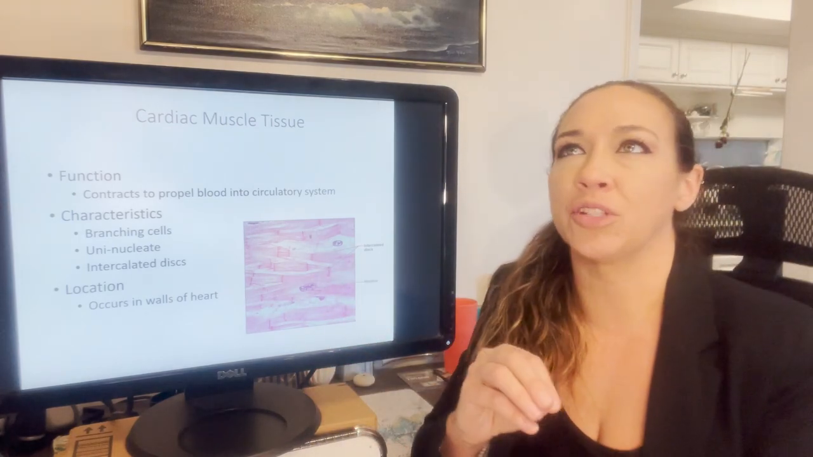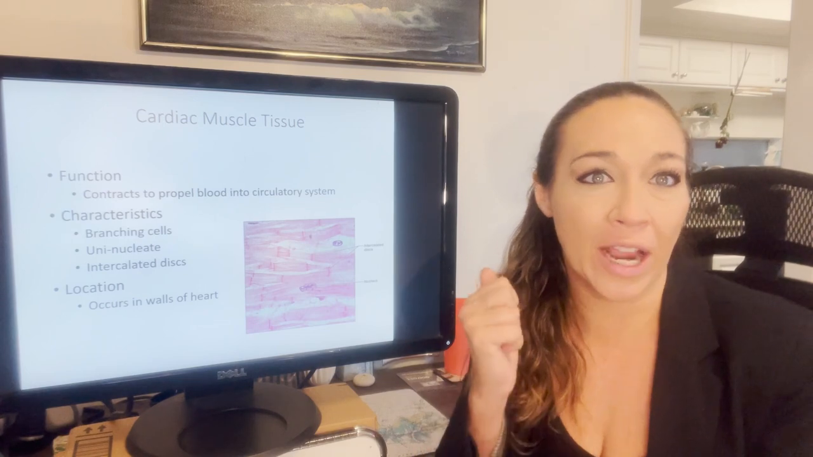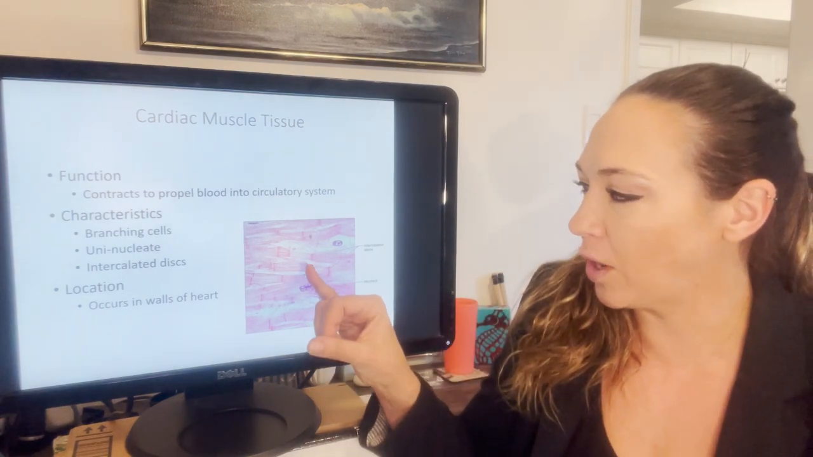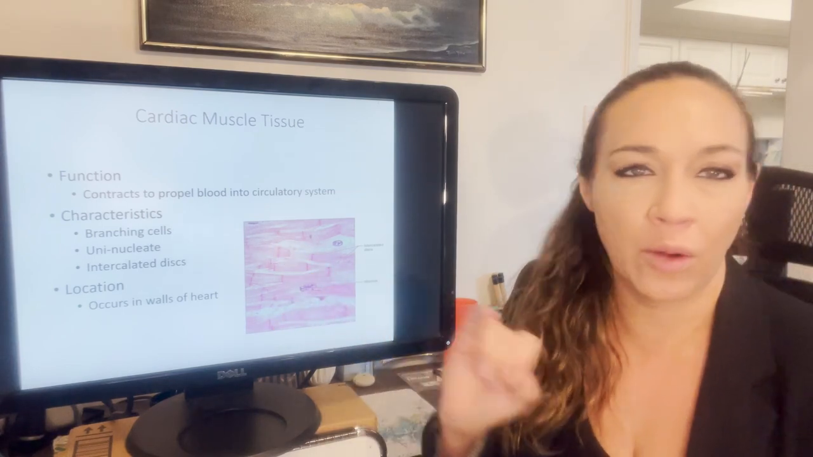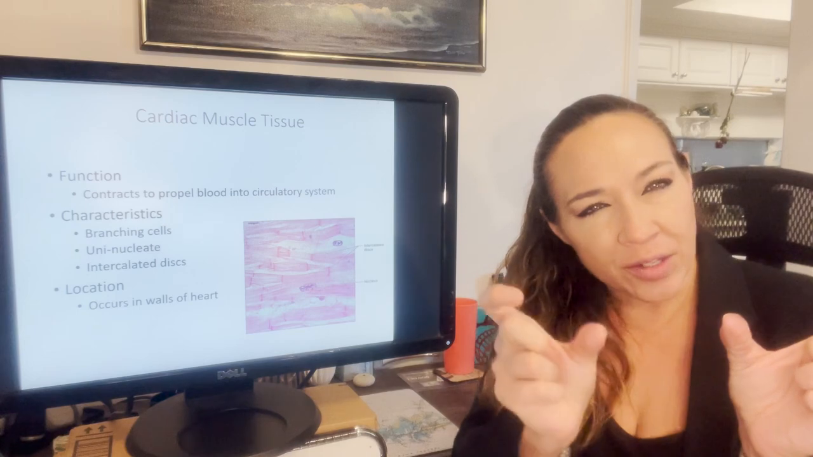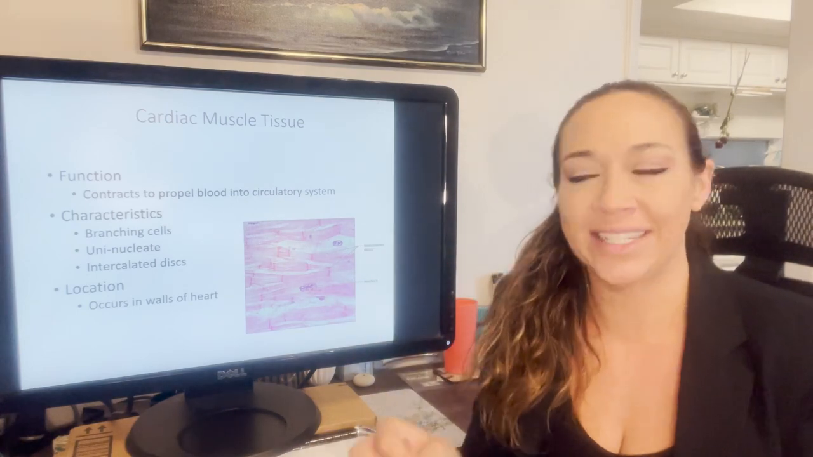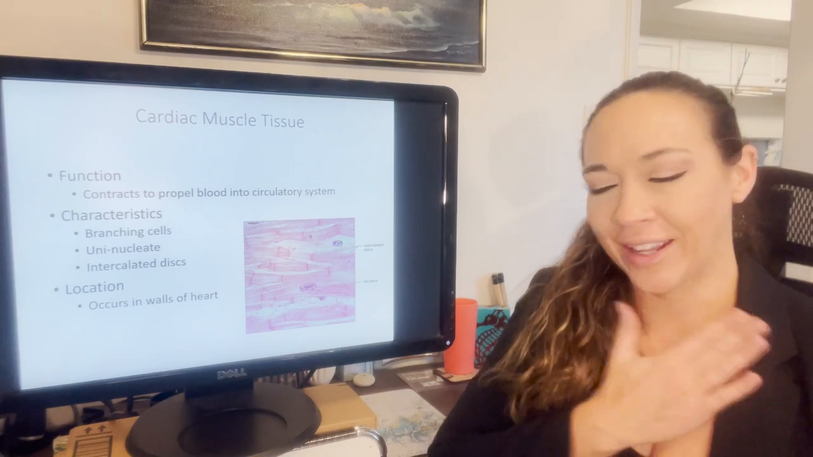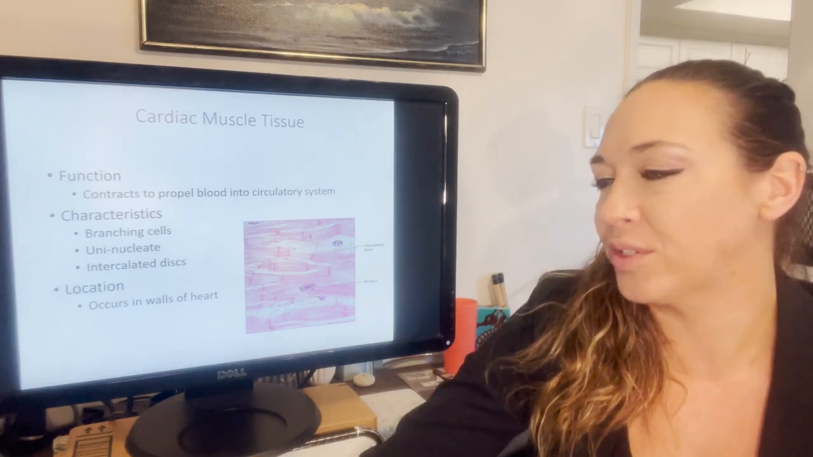Another key characteristic, super easy to identify cardiac muscle, is these intercalated discs. And that's what you can see right here. We've got one here, and one here. All of these, boom, boom, boom, these little tiny lines that look like they're separating the cells. Those are intercalated discs. And again, the location, the heart, right? The lining or the walls of the heart.